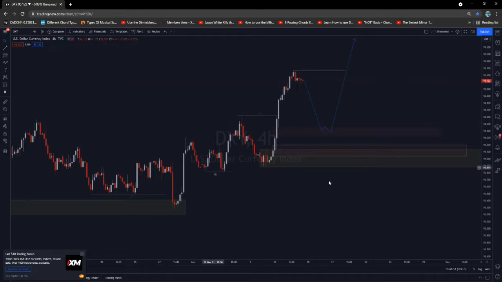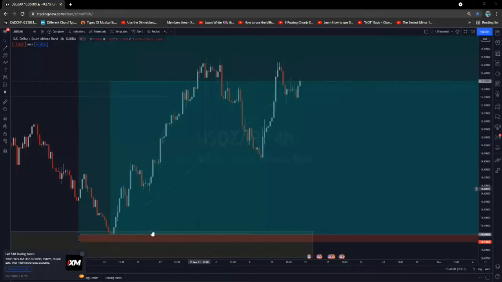You have equal lows over here. I did say that it would be interesting to see how the market behaves, but clearly the market wants to continue going up high. The reason why I started on the dollar index is because the next few pairs that we're going to be looking at are USD pairs. So let's move on to USDZAR.